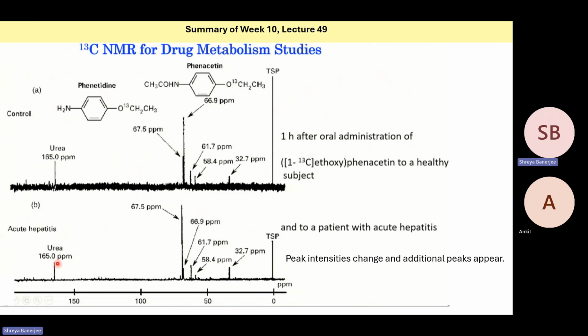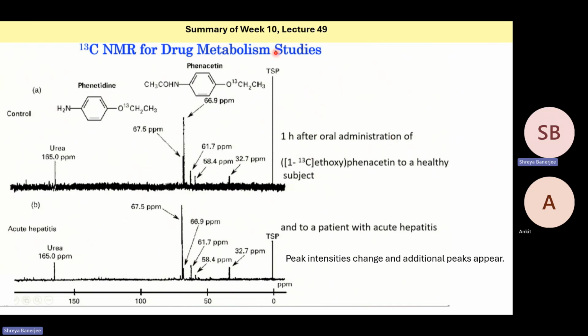Then the intensity of the existing peaks also decreases. You can see that 58.4 is much higher in a healthy patient, but in a hepatitis patient, it is much lower. So basically, by comparing the 1H NMR of the drug metabolism in a healthy patient and in a patient with acute hepatitis, you can find out what the symptoms caused by the disease are.